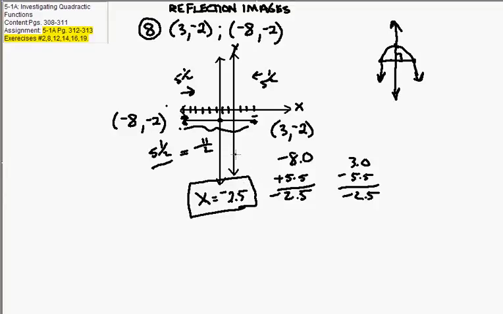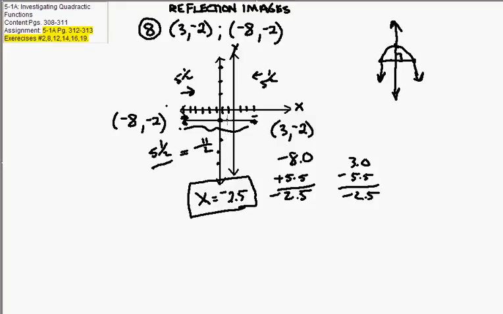Notice I didn't even have to draw a parabola. All I need to know is that the vertex could be anywhere along that line of symmetry. All I needed to do was identify where the line of symmetry would occur. And that's number 8.